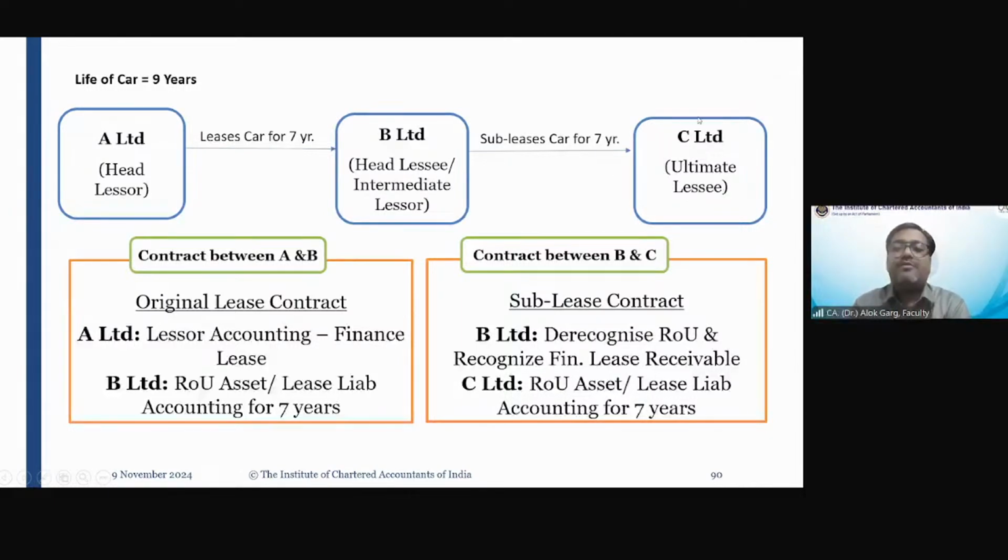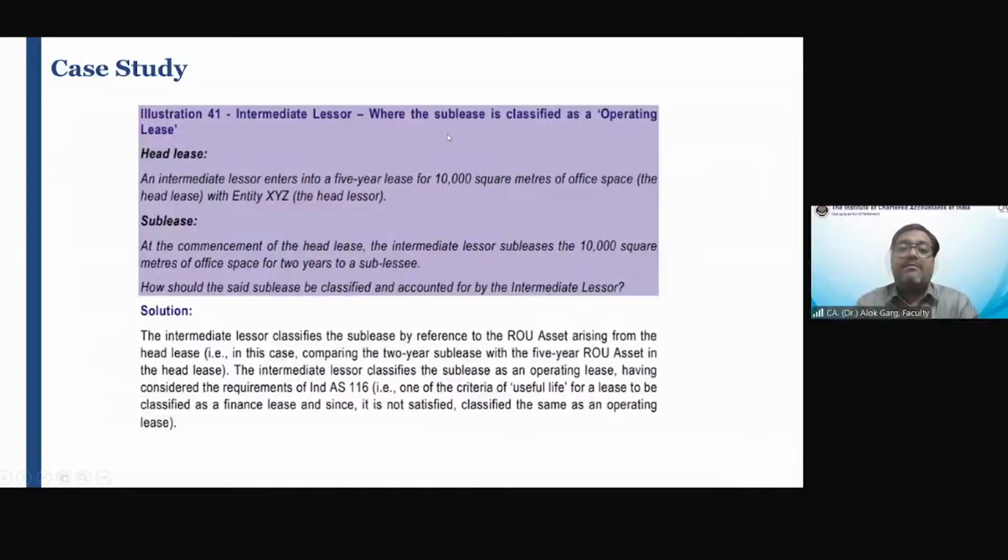What will C do? C is the ultimate lessee. What accounting will C do? Again, ROU debit to lease liability. C will do the ROU accounting, ROU debit to the lease liability. Okay. So let's again understand this part with the help of Illustration number 41 from ICAI study material.